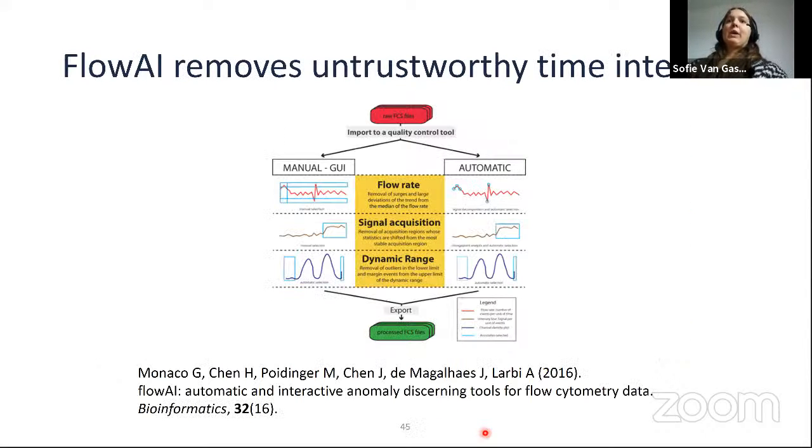Of course, there are also several tools available which can help you with this. We used to use Flow AI quite a lot, which will basically do 3 checks. It will check if your flow rate is stable, it will check if your signal acquisition is stable, and then it will also check if there are any values out of the dynamic range of the machine. It will filter the cells in case there are any issues, and then it can export new files in which these problematic regions are removed.